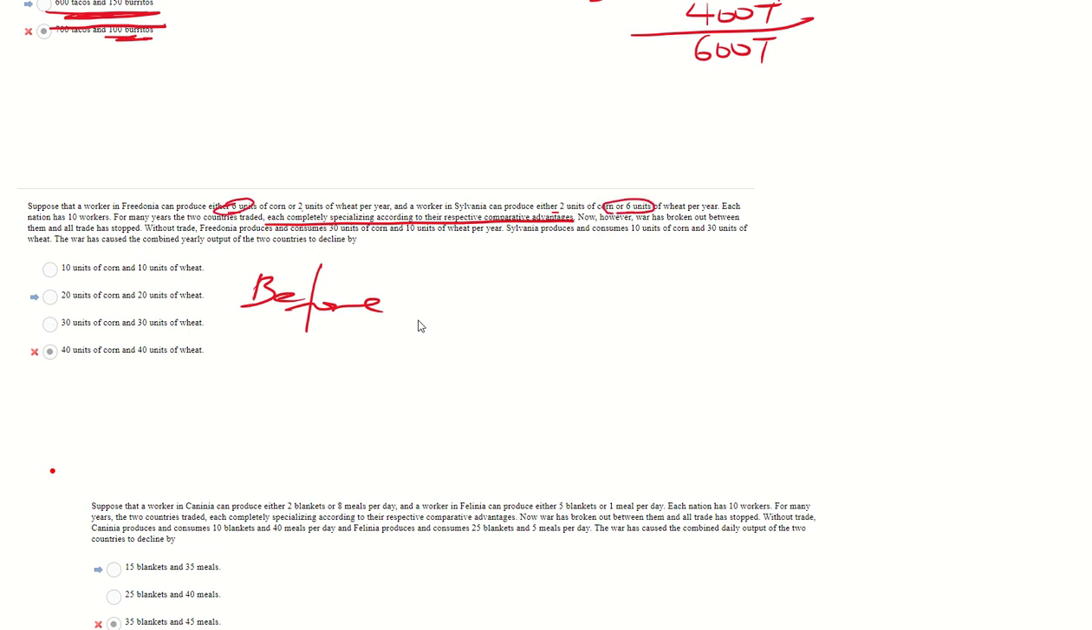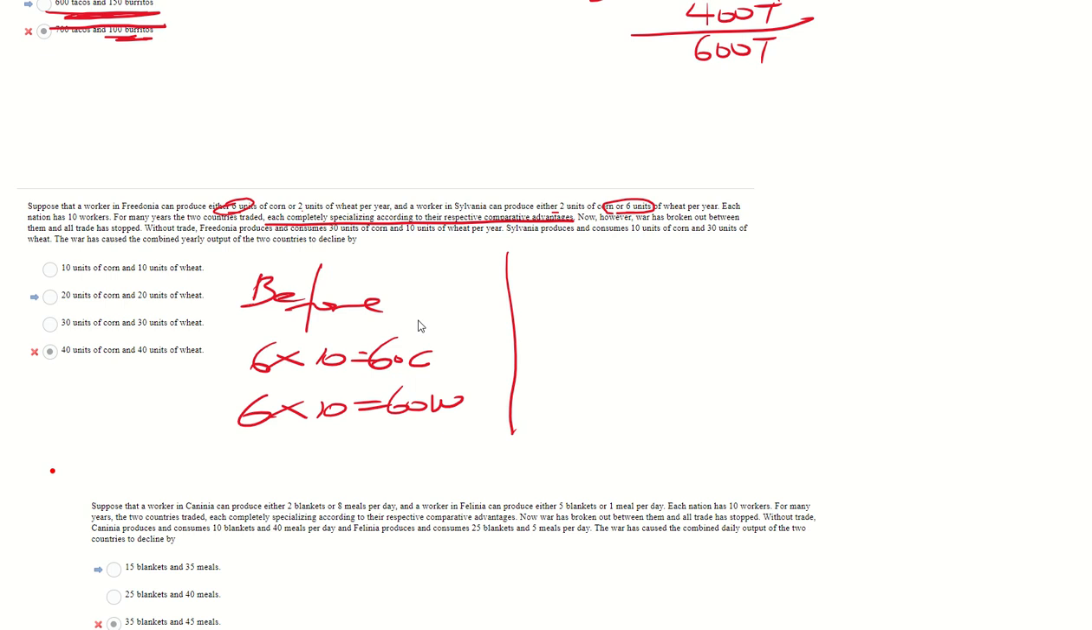So if they're doing this comparative advantage, and each country only does what they're good at, then Fredonia is going to produce only corn. So everybody produces 6 corn. We'll have 10 people, then a total of 60 corn. And then for Slovenia, everybody producing wheat, so 6 wheat per person, times 10 workers, we have a total of 60 wheat. Now that's what they have before the war.